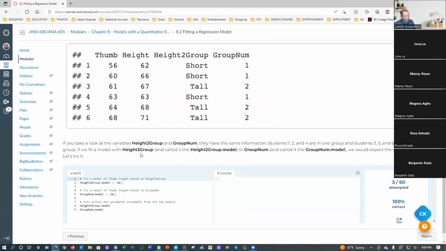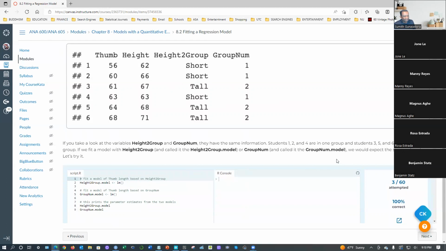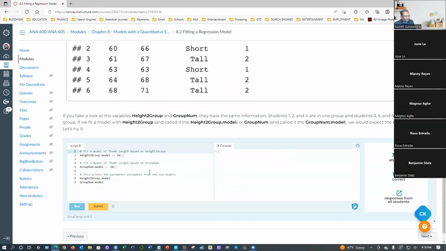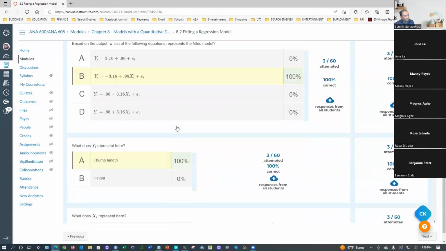If you feed the model with height to group, and call that the height to group model, and the group num model is fed with group num, we would expect the same estimate. Okay, let's try it. We would expect the same estimate. Let's see what's going to happen. See, height to group model. For the height to group model, you're going to have the thumb here.